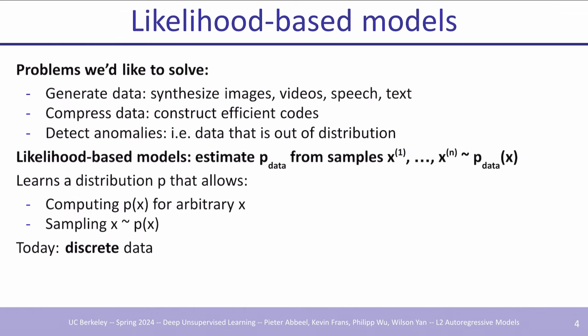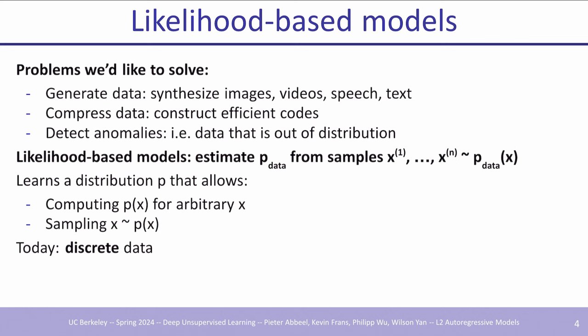So, a bit of motivation. The problems we'd like to solve are multiple. We'd like to train a model that can generate data, meaning we have a data set that already has data, but then we'd like to train a model that we can ask to generate data that is similar to the data that's already in the data set. This could be synthesized new images, synthesized video, synthesized speech, text, and so forth.